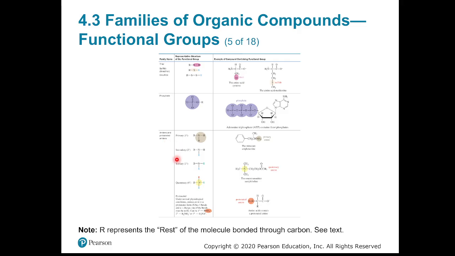This one right here, this is the amine. So this is a primary amine. See, it has one R group on it. That's what makes it a primary amine. The one stands for one R group. The secondary amine has two R groups on that nitrogen there. And a tertiary amine has three R groups around that nitrogen there. Quaternary would have four R groups around it.